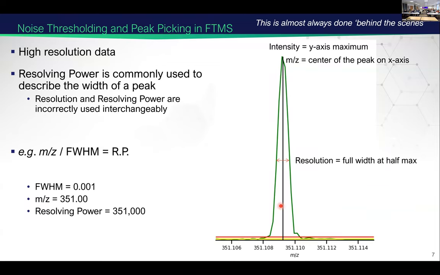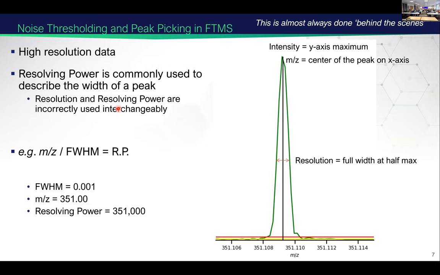So it's the centroid, or the center of this peak, that obviously has a finite, an explicitly finite width. Like, it's not infinitely narrow. The intensity is the peak height of that, and the resolution is this width defined at half the height of the peak.